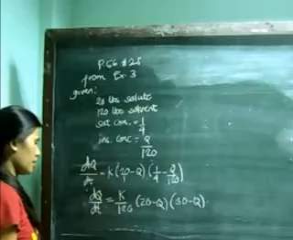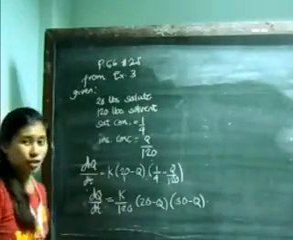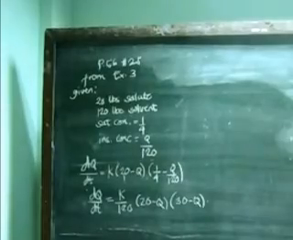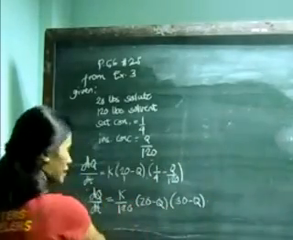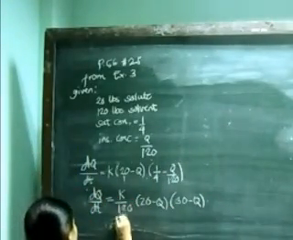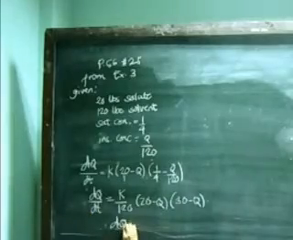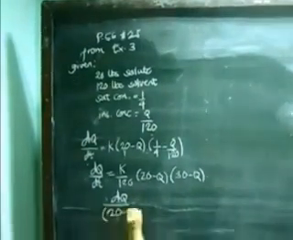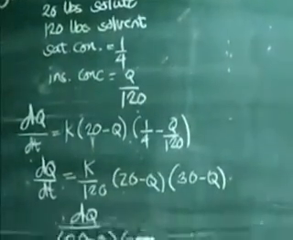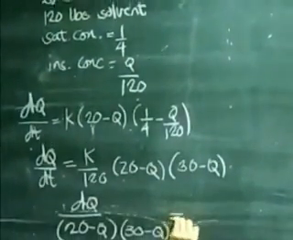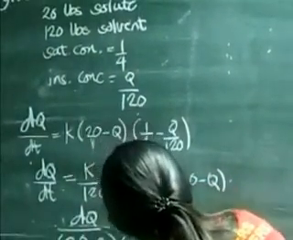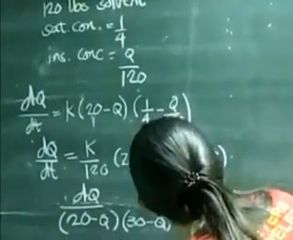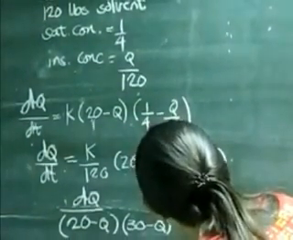problem using integration by partial fraction. So let's simplify this problem first. We have dQ over 20 minus Q times 30 minus Q is equal to k times dt over 120.